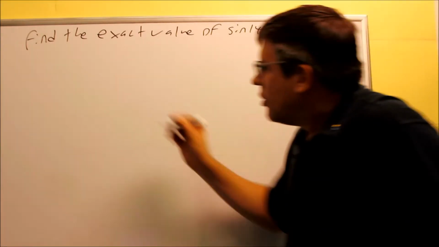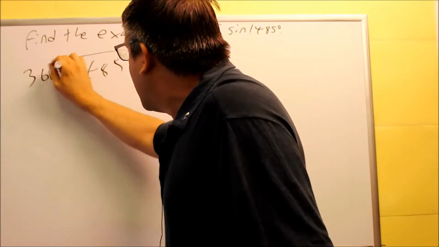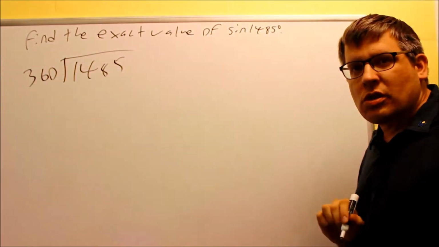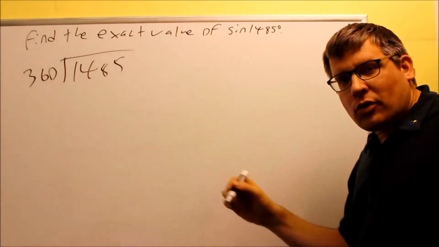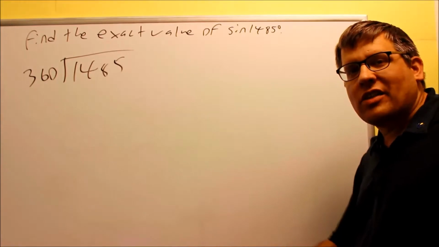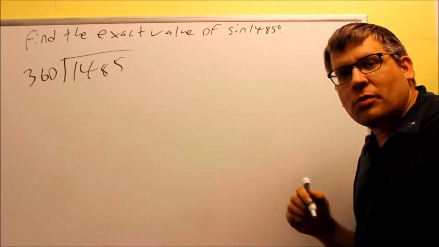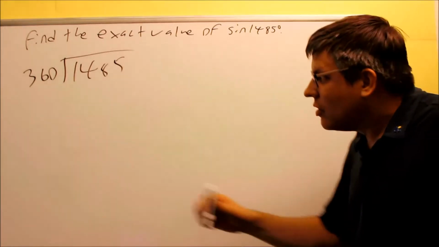So what you're going to do is take 1485 and divide it by 360. Why 360? Because 360 would be one revolution. I want to find out how many times I go around. So I'm really finding that K value that I talked about before when I did the formulas with the periodic properties. I'm looking for that K value.